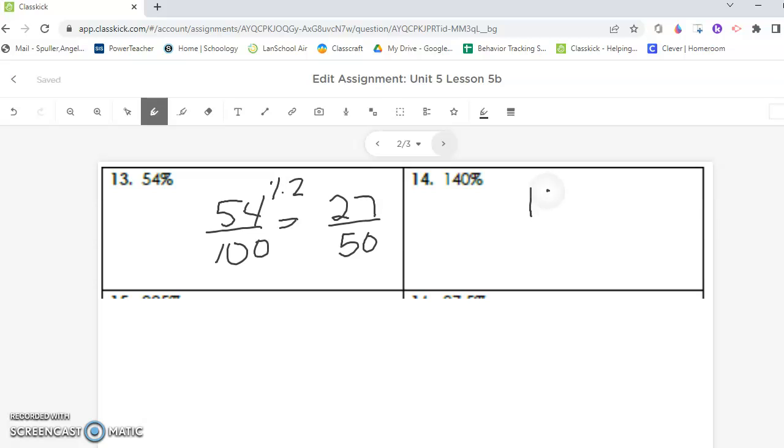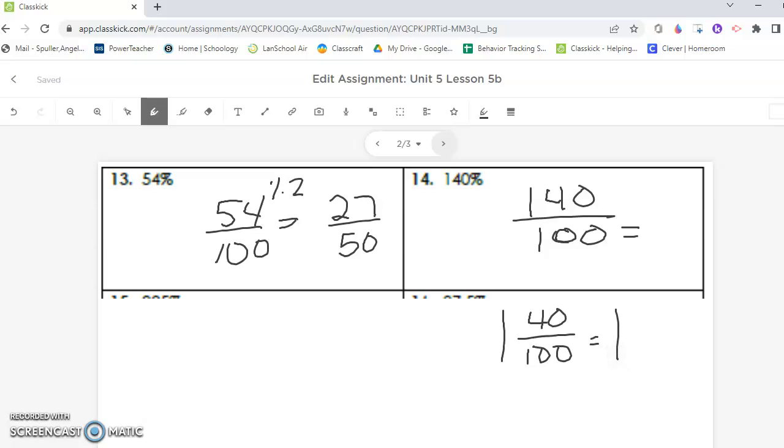We're still doing the same thing. 140 over 100. But now we have an improper fraction, right? So this becomes 140 over 100. Took 100 away. I can simplify this by saying 1, and let's see. I can divide both by 4, which gives me 10 over 25. You can simplify it more by dividing it by 5. 10 divided by 5 is 2/5. Good job.